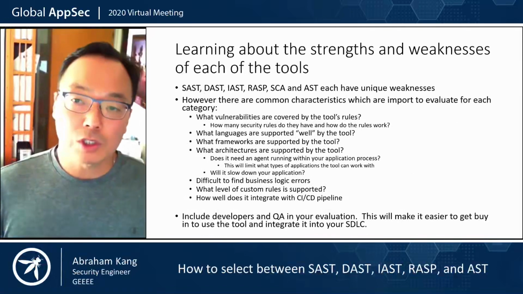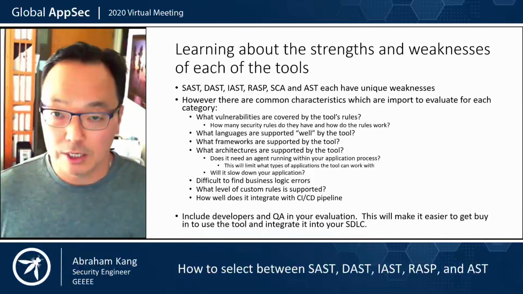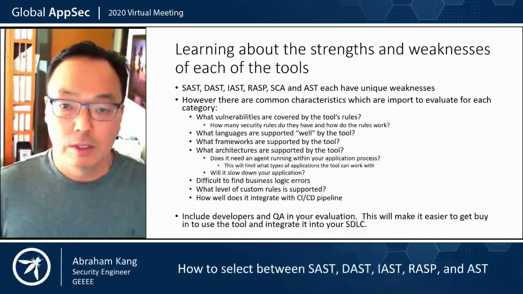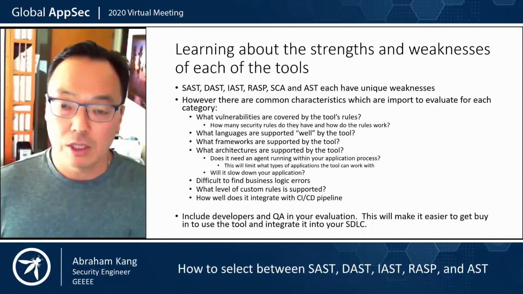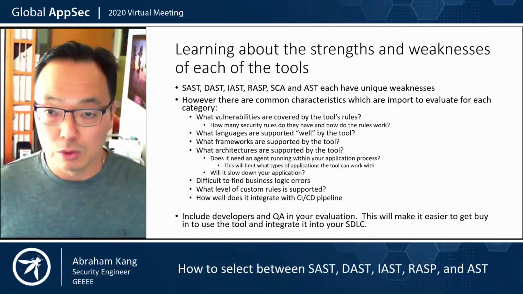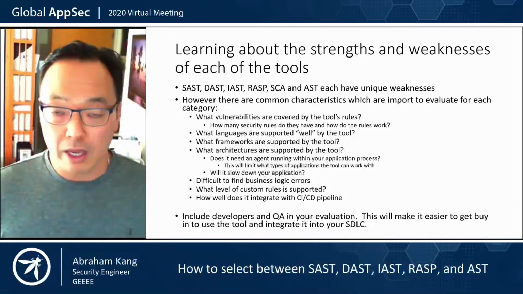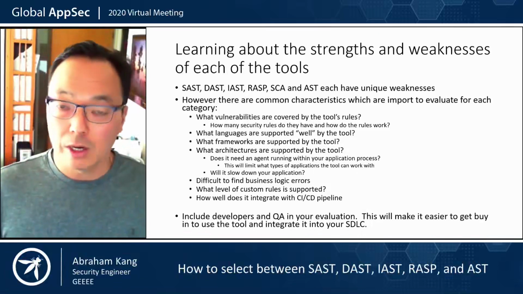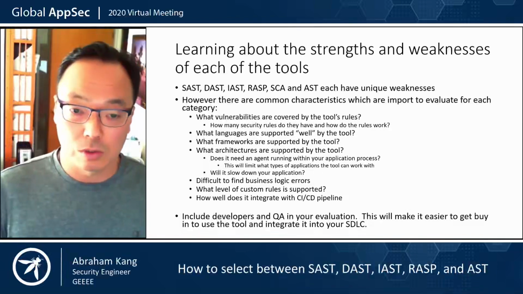So there are some things that are in common for all of these tools that you have to understand and assess for each of these different alphabet soup tools. And each will have their own unique weaknesses, but then there are also common characteristics that you're going to need to understand for each of these tools individually. Like, for example, how many rules does the tool have for your language or your framework? And what type of vulnerabilities are actually covered by that tool for your language and your framework and your architecture?